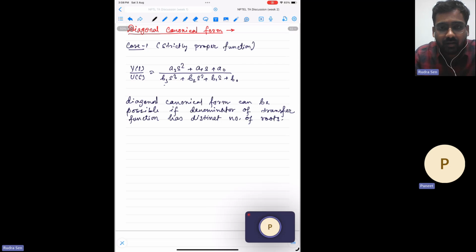So by definition, they are not diagonal. Jordan is not diagonal. It is not exactly diagonal form.